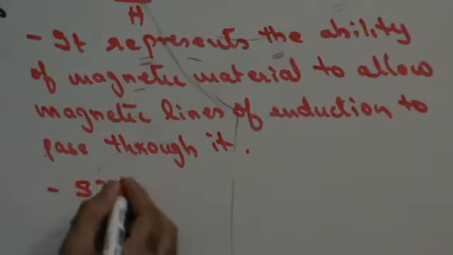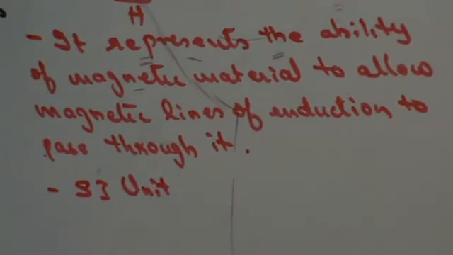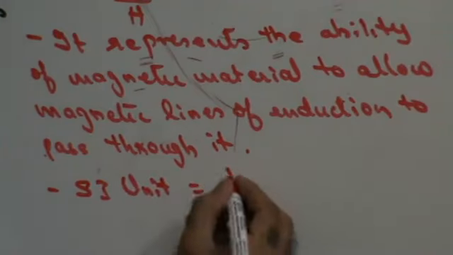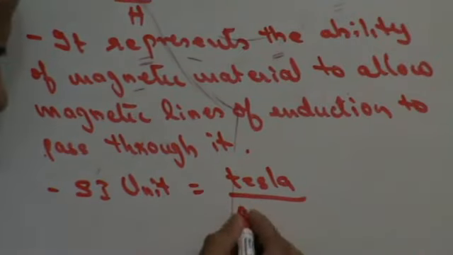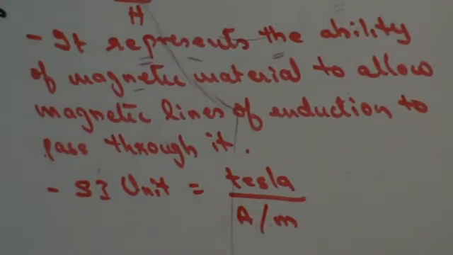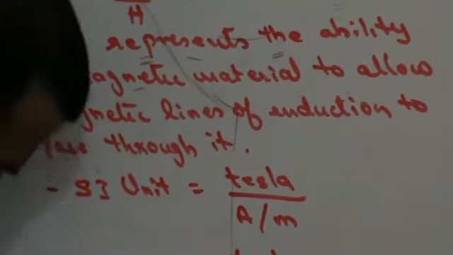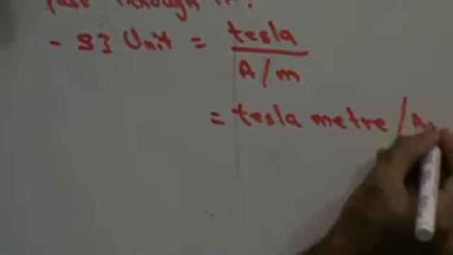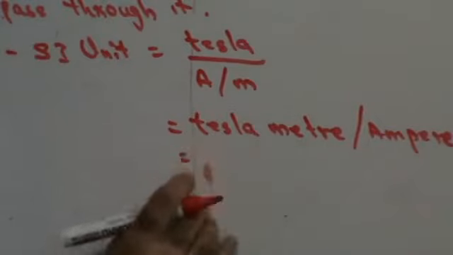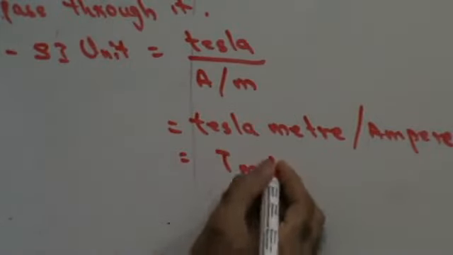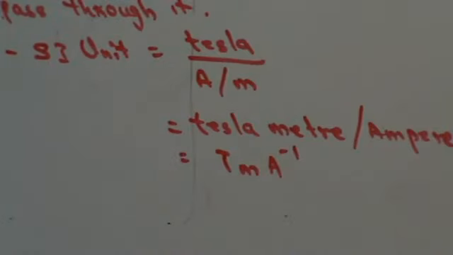Units. The SI unit will be the unit of magnetic induction, that is Tesla, divided by the unit of magnetic intensity. Magnetic intensity is ampere per meter. So the unit is Tesla meter per ampere, right? That is going to be the unit of magnetic permeability.